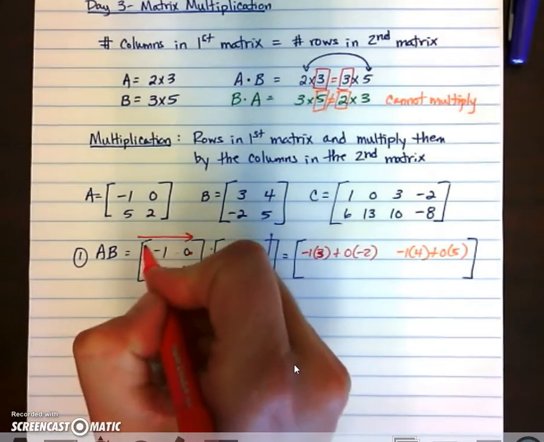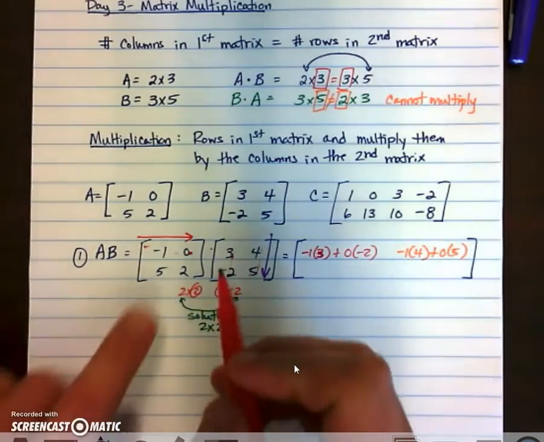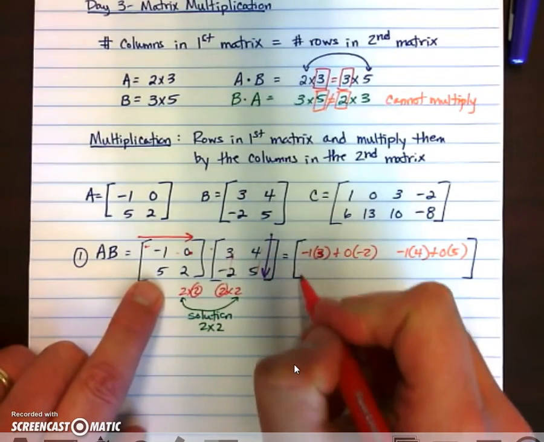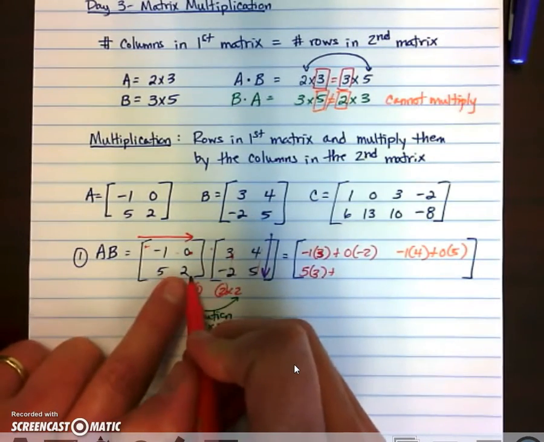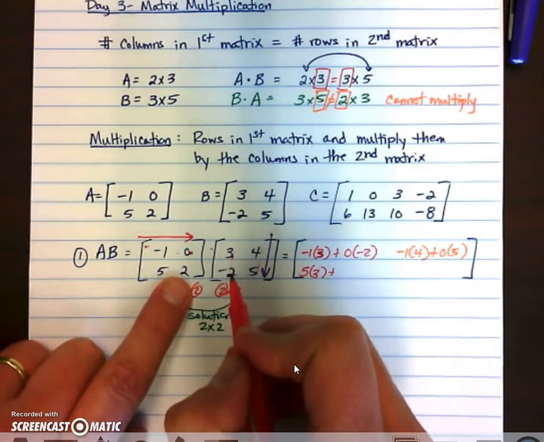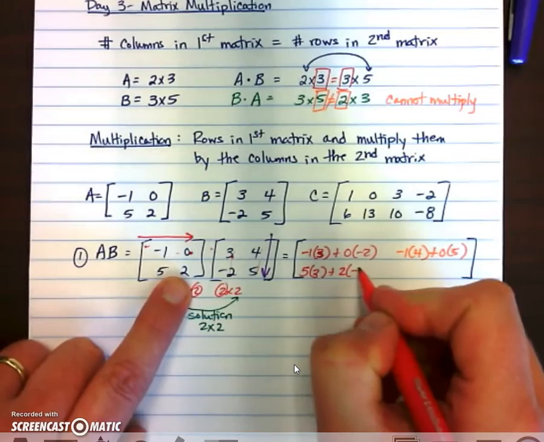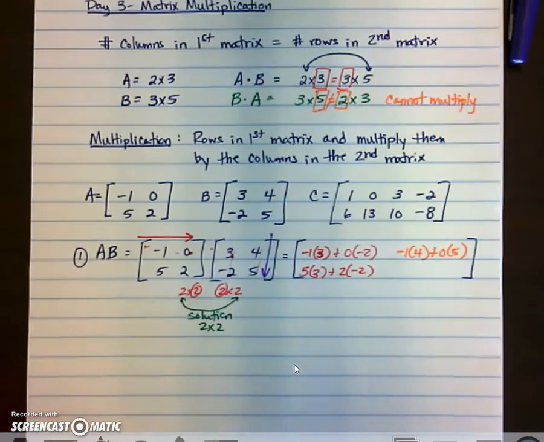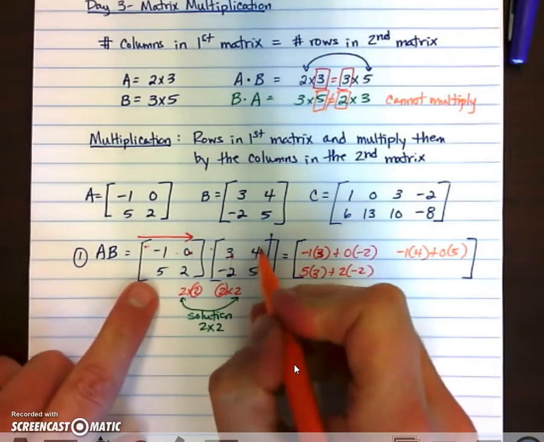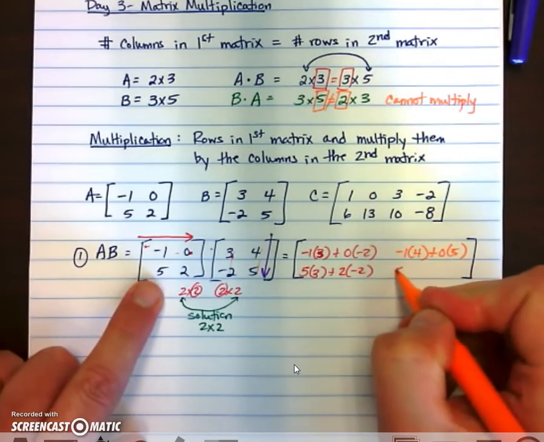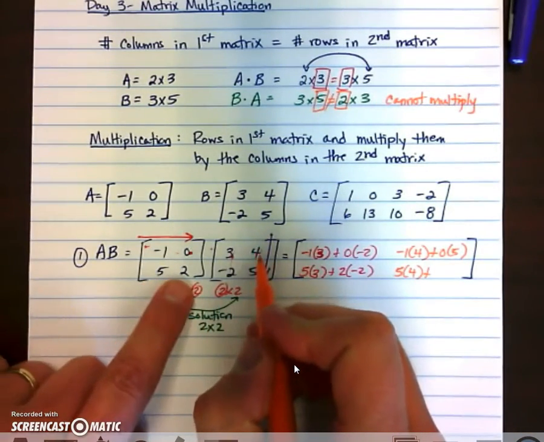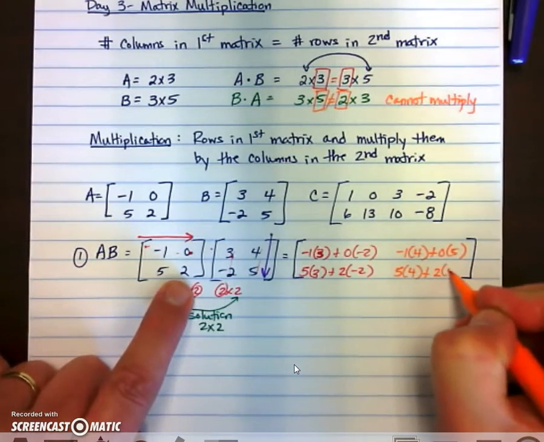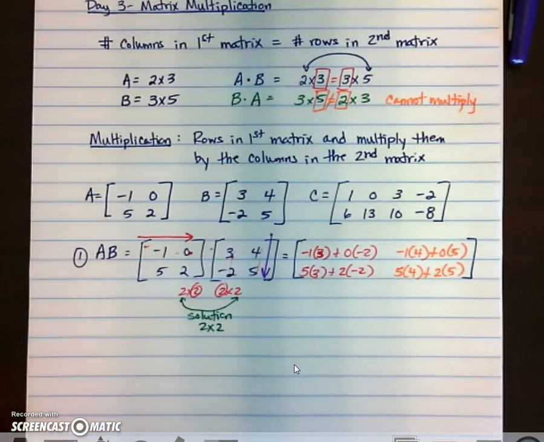So now we've used row 1, so now let's go to row 2. We're going to go 5 times 3. And again, we're going to move across here to the 2. We're going to move down here to the -2. So we go 2 times -2. And then here, we're going to use the second column now. We're going to go 5 times 4. And then we're moving across here and down. We do 2 times the 5.